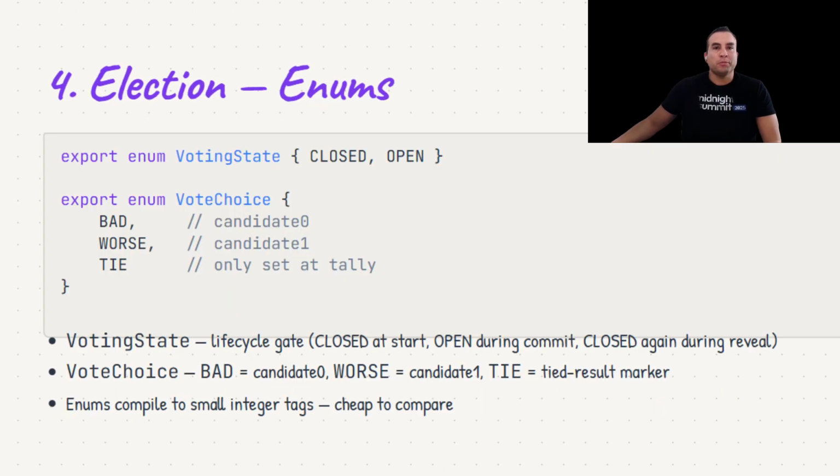Two little enums. Voting state has two values, closed and open. That's our gate between phases. Vote choice has three values: bad, worse, and tie. Yes, those are the names. The dogs are having a bit of fun. Bad means candidate 0 won my vote. Worse means candidate 1 won my vote. Tie is never submitted by a voter. It's only ever set by the contract itself at the end, if the counts happen to be equal.